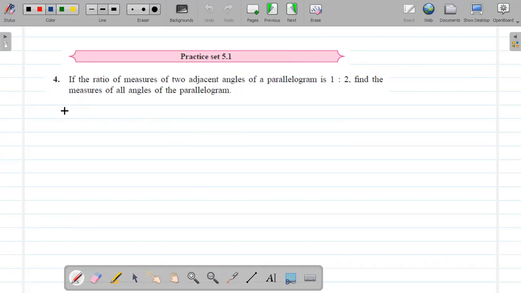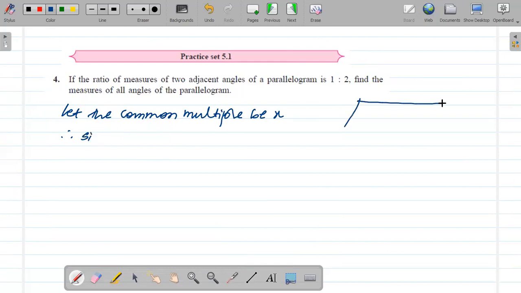Whenever a ratio is given, we start with: let the common multiple be x. Therefore, what will be the sides? Let's say I draw a diagram here. Maybe that is not going to help. Therefore, one side will be x and the other side will be equal to 2x. Okay, those are the angles. Right, those are the angles. Just a minute.